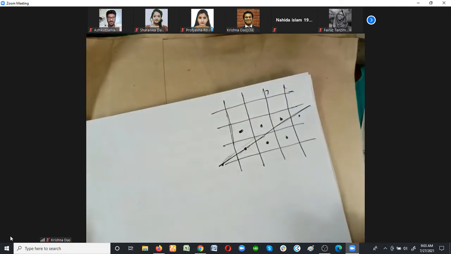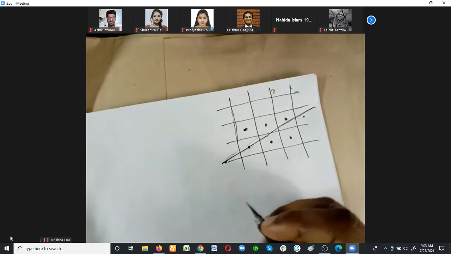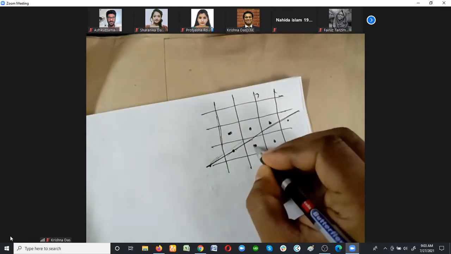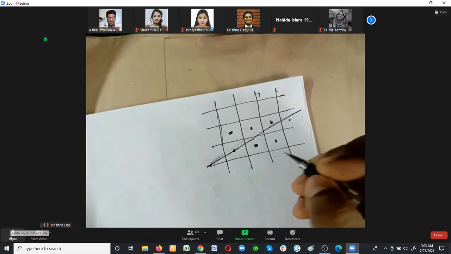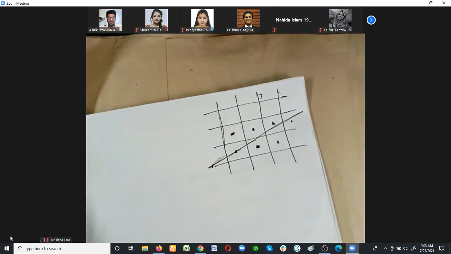Now it has been drawn in such a way that it may confuse whether it is... Sir, is it a linear equation? Sorry, is it linear? Yes, sir. It's looking like that.